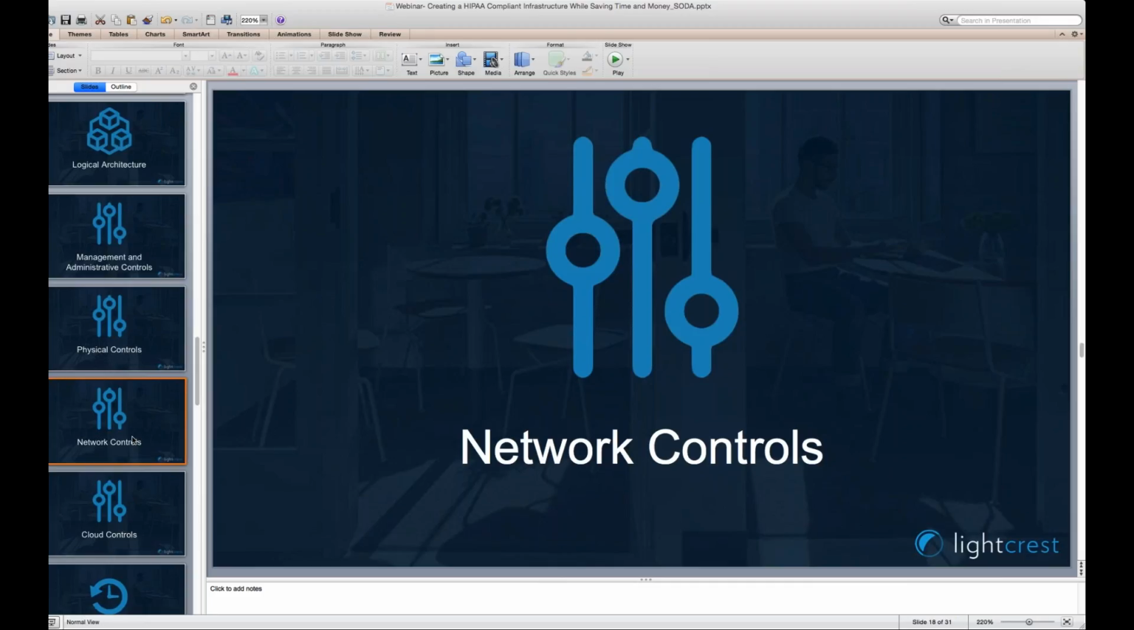So network controls. Network controls are huge because the easiest way to cut down the work you're going to have to do to prepare for a HIPAA audit is to maintain a strict network perimeter and strict network controls. You can do all the guest OS level security you want, all the application security you want. If you have weak network controls, your attack surface is going to be huge, right?